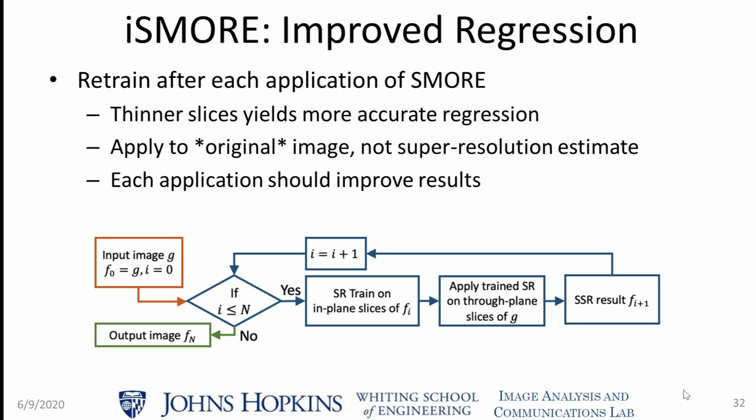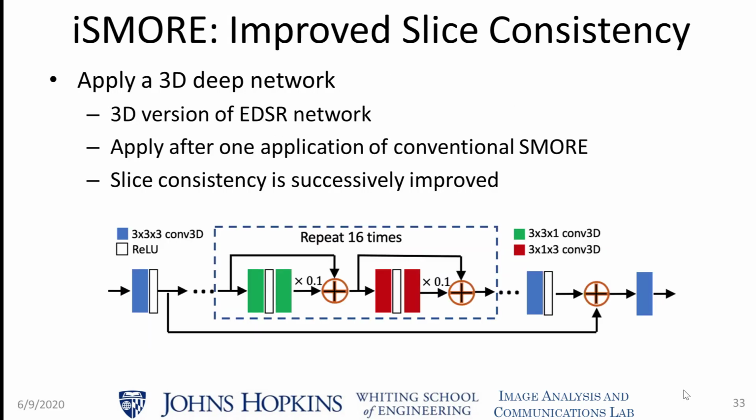So to address these problems, the first problem we are going to apply SMORE iteratively, where we realize that after the first use of SMORE, the slices are thinner, and therefore they would represent better training data. So why not take the output of SMORE and retrain the network and then apply it to the original image? That's the first step of iSMORE. And then we can simply apply that again and again. Notice that we apply it to the original image, not the super resolution image, because we really don't know what the resultant resolution is of that image. And we would not know H, for example, for that image.